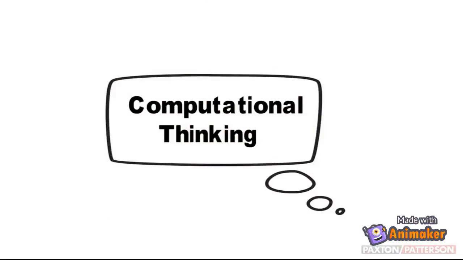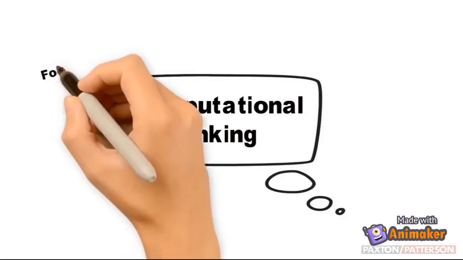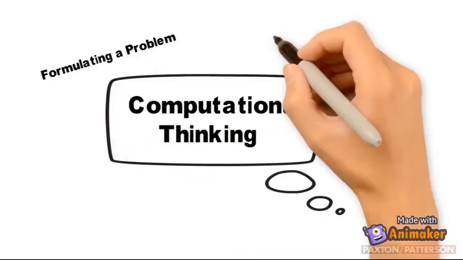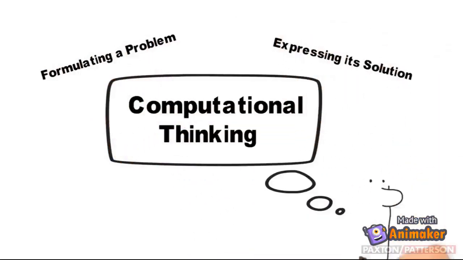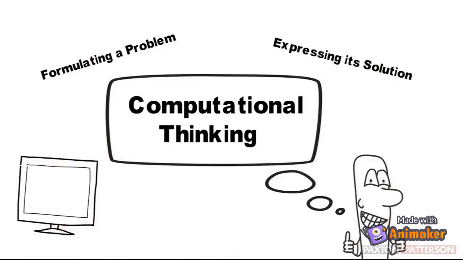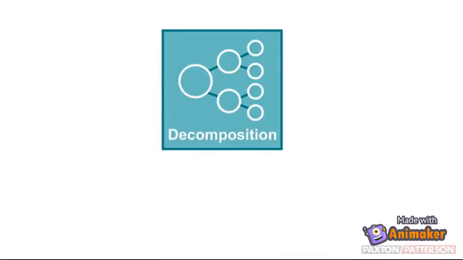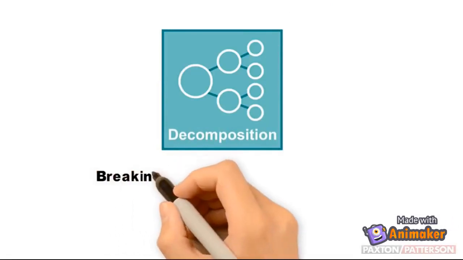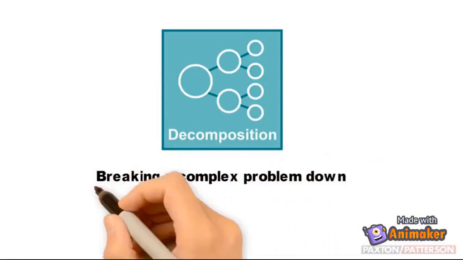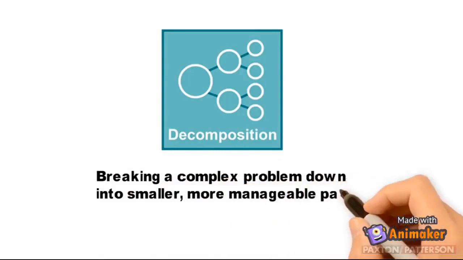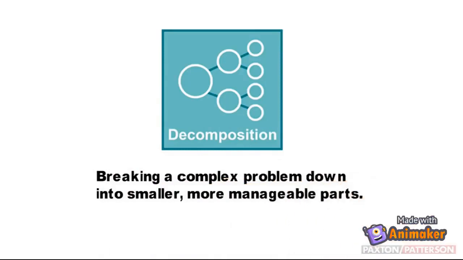Computational thinking is the thought process involved in formulating a problem and expressing its solution in such a way that a computer, human, or machine can effectively carry it out. Computational thinking involves 4 steps. Step 1 of the computational thinking process is decomposition. Decomposition involves breaking a complex problem down into smaller, more manageable parts.